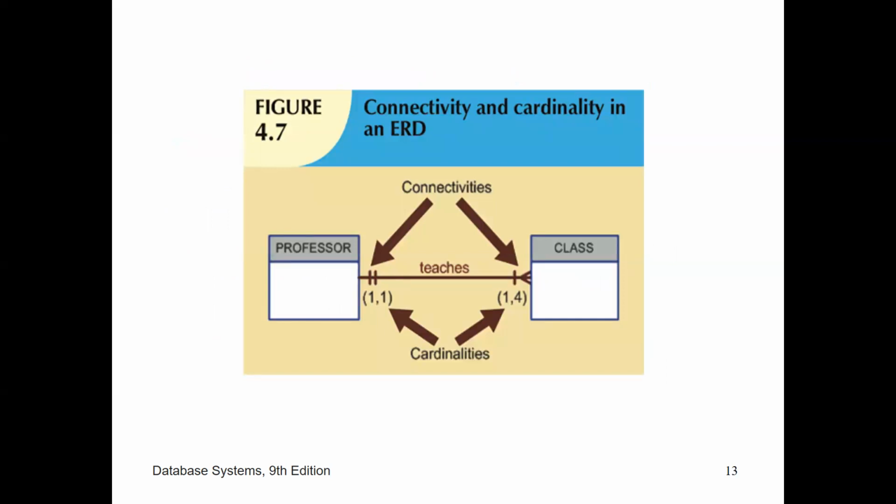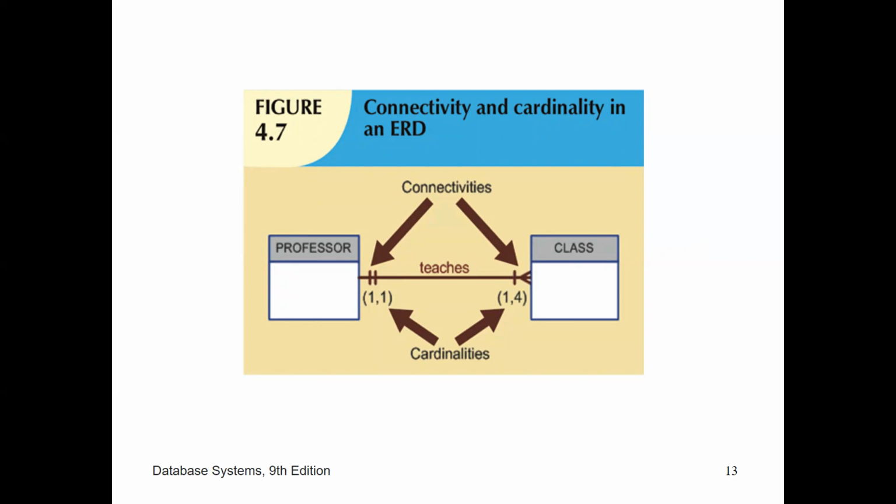As we examine figure 4.7, keep in mind that the cardinalities represent the number of occurrences in the related entity. For example, the cardinality (1,4) written next to the class entity, in the professor teaches class relationship, indicates that each professor teaches up to 4 classes, which means that a professor table's primary key value occurs at least once and no more than 4 times as foreign key values in the class table.